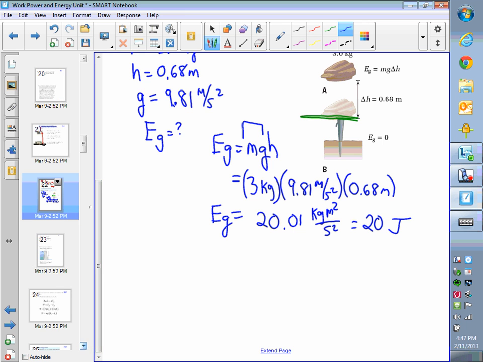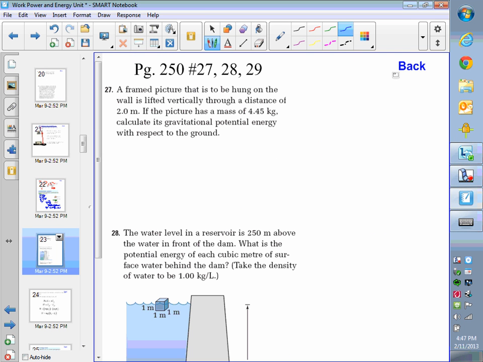So let's take a look at a different question. If we look at question 27 from our textbook, you see it here, a framed picture that's to be hung on the wall is lifted vertically through a distance of 2 meters. The mass of the picture was 4.45 kilograms. That's our mass. It was lifted through a distance of 2 meters. So we have m is 4.45. The height is 2.0 meters. Calculate that gravitational potential energy with respect to the ground.